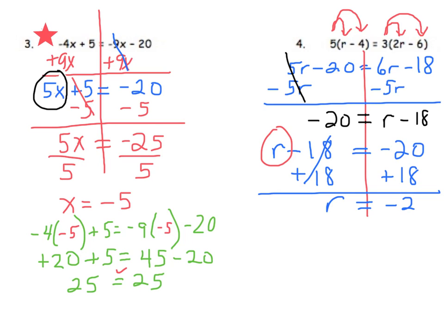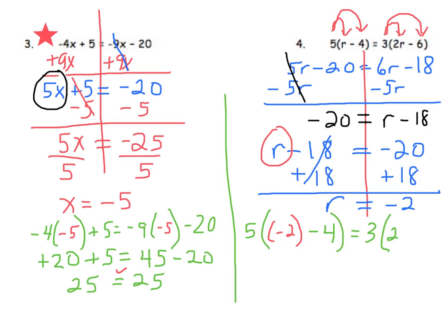Okay, so on this we came up with r equals negative 2. Let's go plug it back in and make sure we have the right answer. I'll draw me a nice green line down here. So we have 5 times, instead of r, we're going to plug in -2 minus 4 equals 3 times 2, and instead of r, we're going to plug in -2 minus 6.